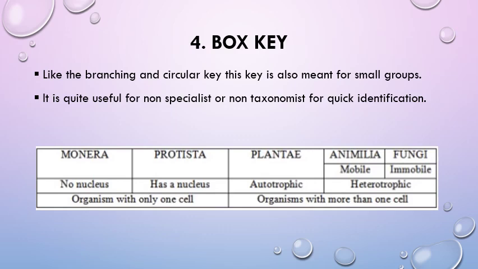Then see the second statement of the couplet, organism with more than one cell. If the organism has more than one cell, then the next couplet is autotrophic and heterotrophic. If the organism is autotrophic, then it will be identified as a plant, and if the organism is heterotrophic, then the second couplet is mobile or immobile. If the organism is heterotrophic and mobile, then it will be identified as an animal, and if it is immobile, then it will be identified as fungi.